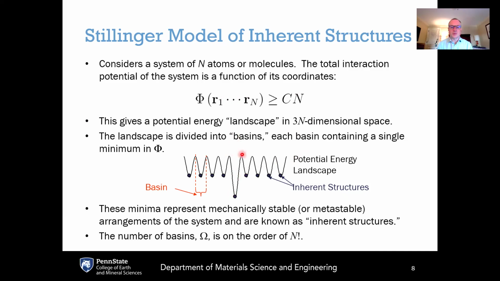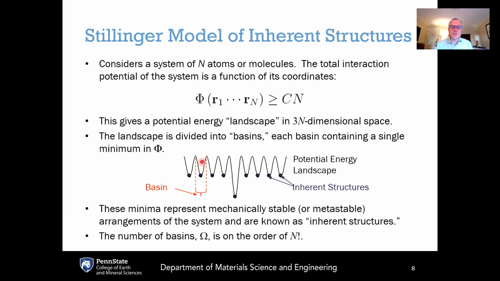And what Stillinger proposed is that we could take this continuous potential energy landscape and identify these local minima in the landscape, these local potential energy minima. He called them inherent structures. These mechanically stable configurations of atoms that correspond to local minima are called inherent structures.